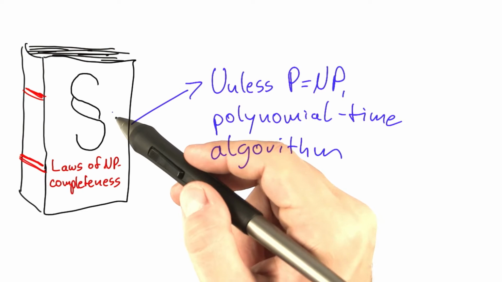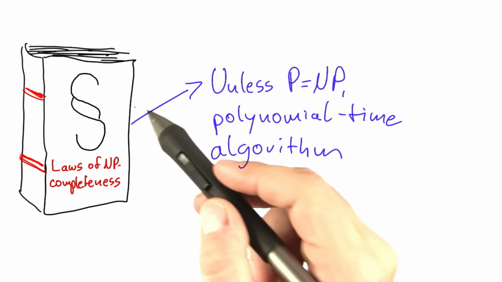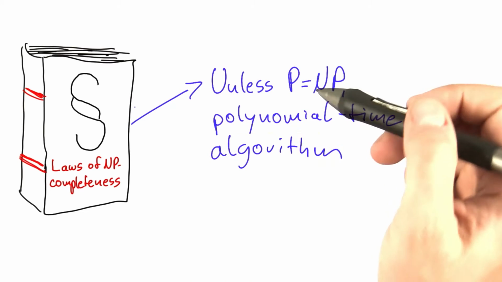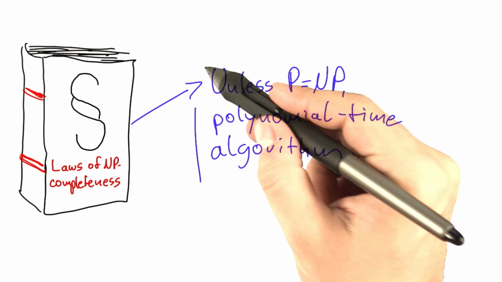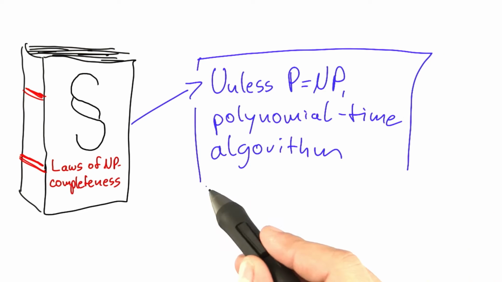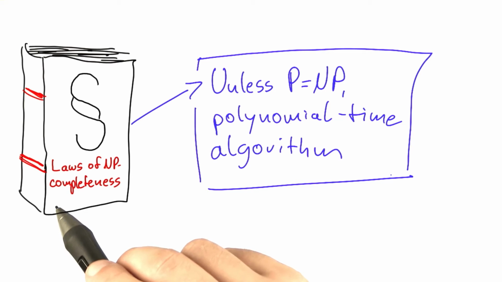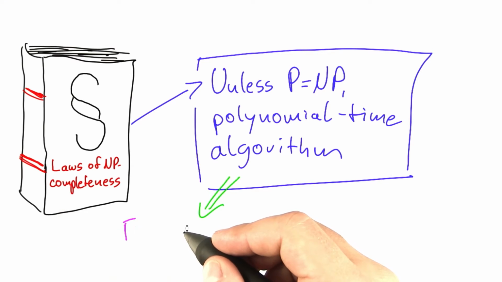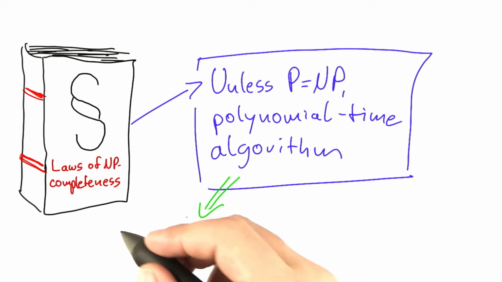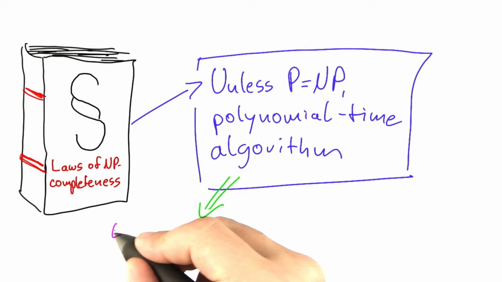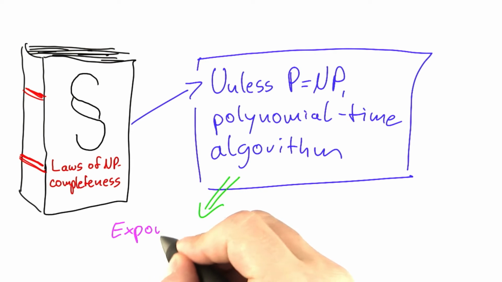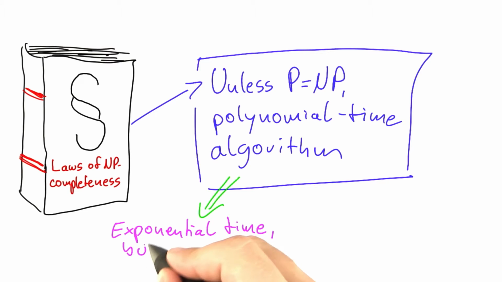Now, what do good lawyers do with the law? They find loopholes, and that is exactly what we are going to do for this law of NP-completeness. And we'll actually be looking at two loopholes. The loophole that we'll be exploring in this unit is using intelligent exponential time algorithms. So we're going to work in exponential time, but we're going to do it in a smart way.